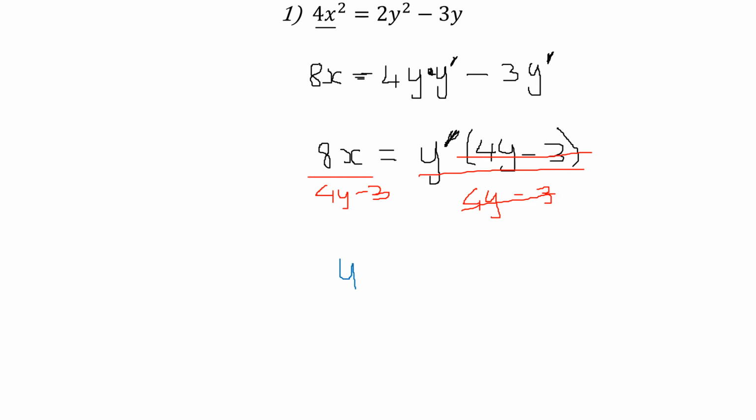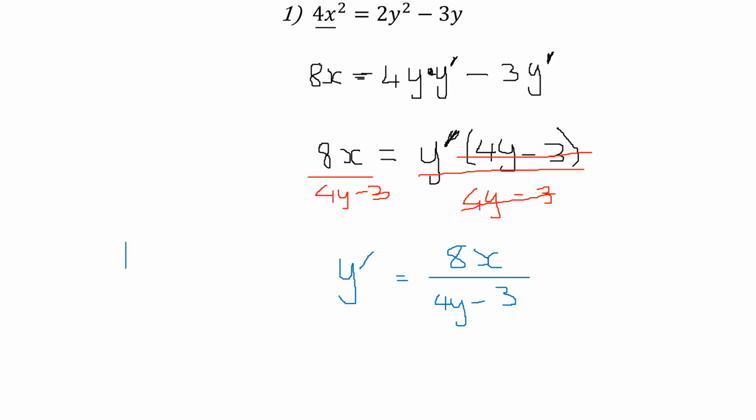And I'll just change around a little here. y prime, I like my answer on that side. y prime is equal to 8x divided by 4y minus 3. And that is my final answer. So the first derivative of this implicit differentiation will be y prime is equal to, or dy dx.